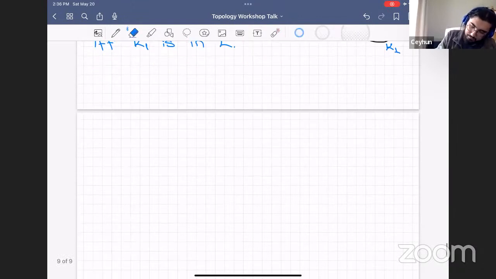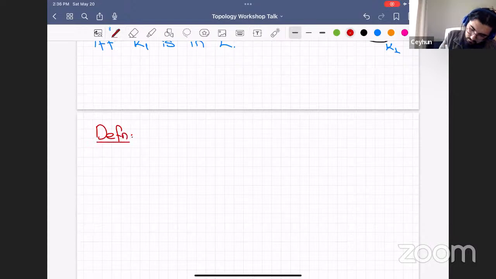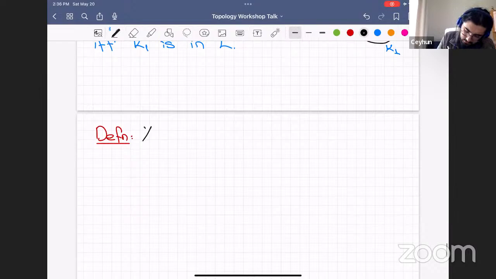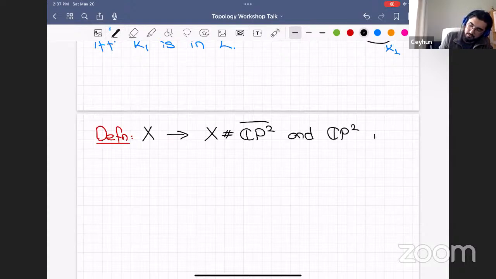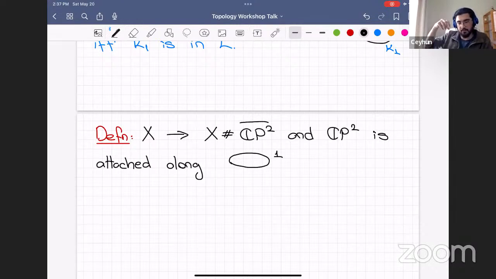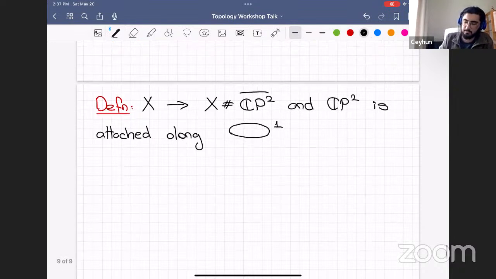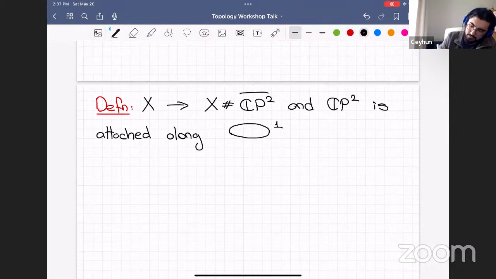And then first I need to say what. If we have X, then we can add a CP2 to it, maybe with the usual orientation or the other orientation. CP2 is attached along an unknot, and the unknot has framing 1 for CP2, and this is called a blow up.